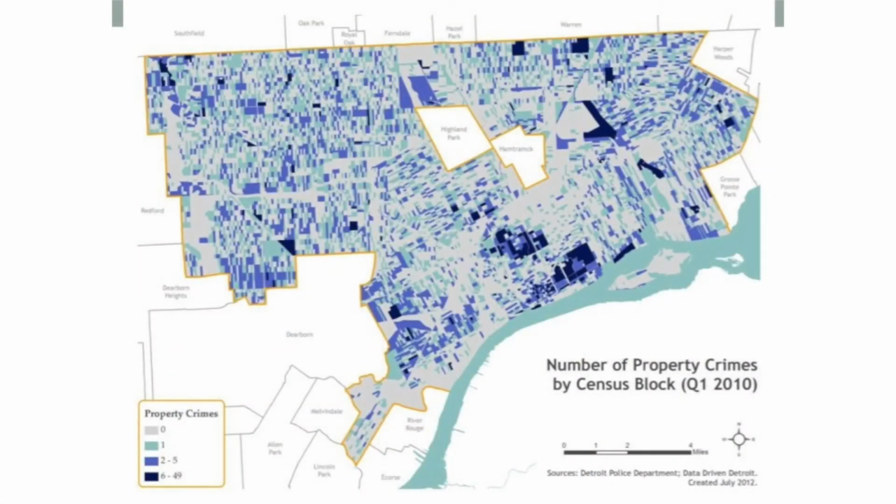This is the pattern for property crime. As a personal note, I experience both versions of this map because I live right here in a very low property crime neighborhood, and I work right here at Wayne State University. Okay.